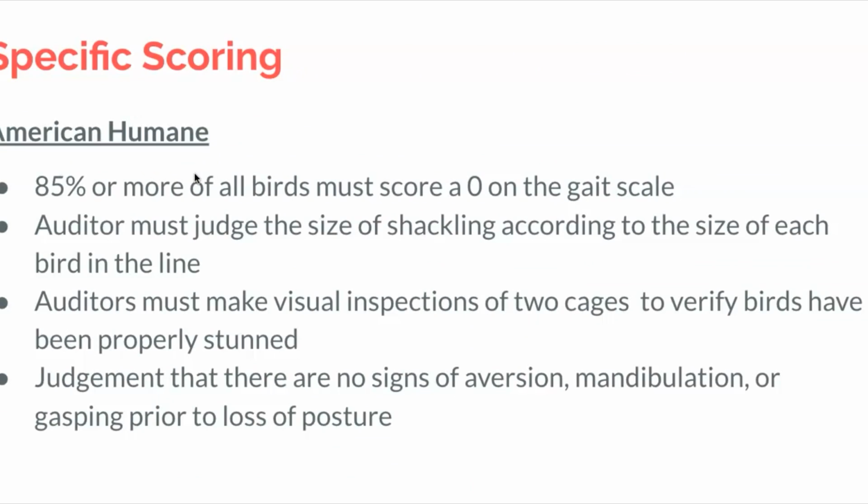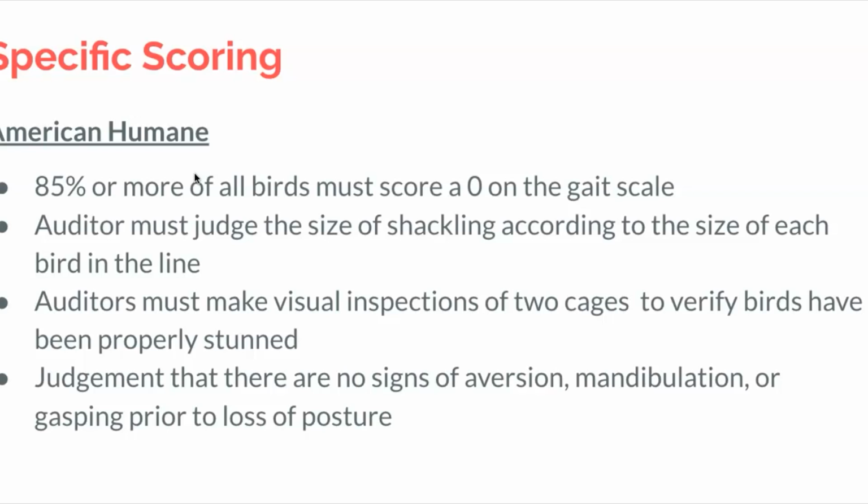The American Humane Society looks for 85% or more of all birds being able to walk in order to receive a 0 on the gait scale. The auditors must also look at the size of the shackles and ensure that it's sized to each of the birds in the line, so it's not one general size fits all. It's a very specific shackle to each bird.